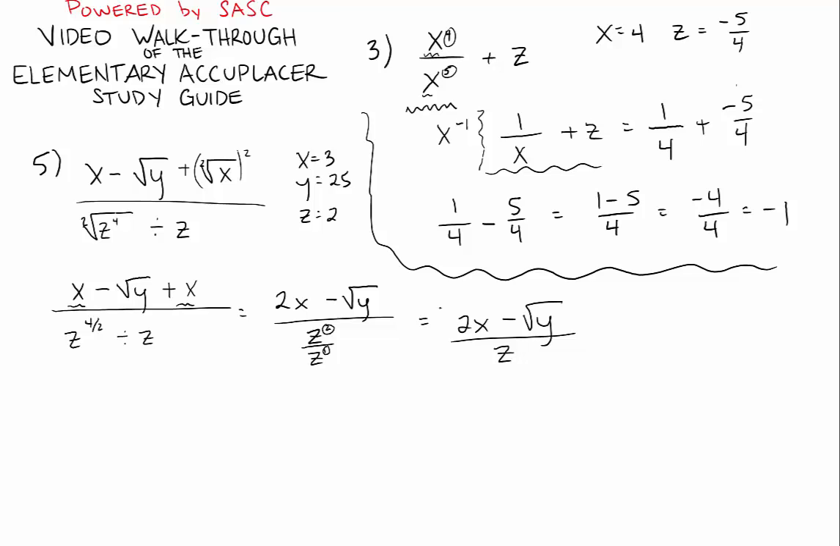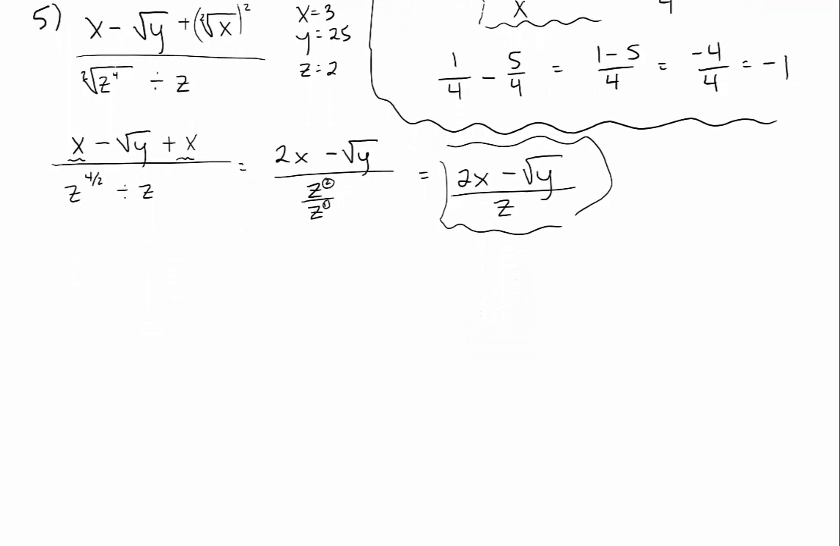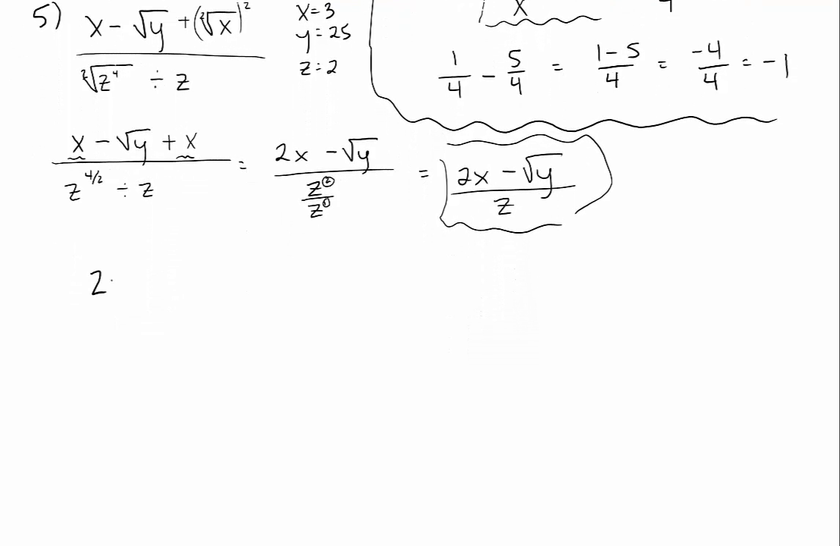But now that I have this simplified equation, I'm going to plug in the numbers that they give me. And so I'm going to say 2 times, and then they tell me that x is 3, so I'm going to put a 3 there, minus the square root of y, and they tell me y is 25, so the square root of 25, divided by, and then it's just a z on the bottom, so that's just divided by 2. And that's, let's see, we have 2 times 3 is 6, minus the square root of 25 is 5, over 2. And then 6 minus 5 is simply 1. So our answer is just 1 over 2.